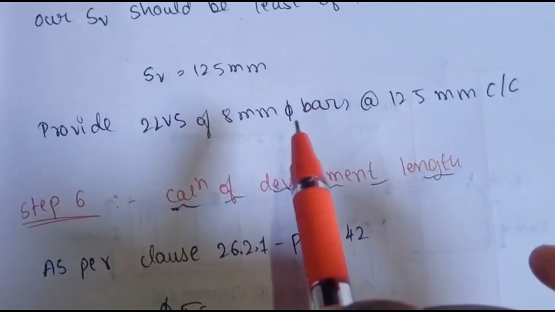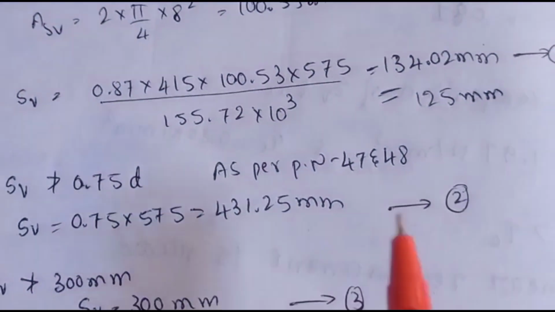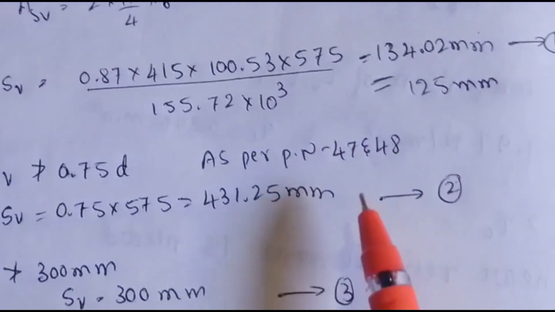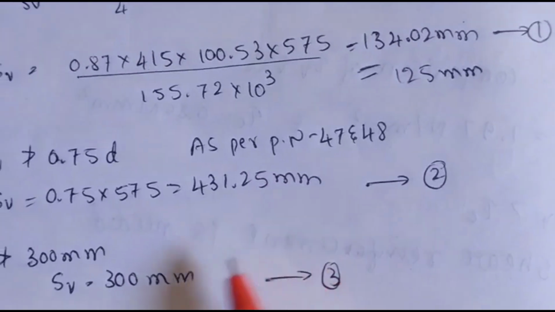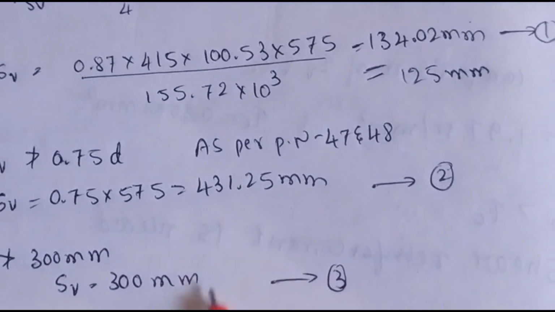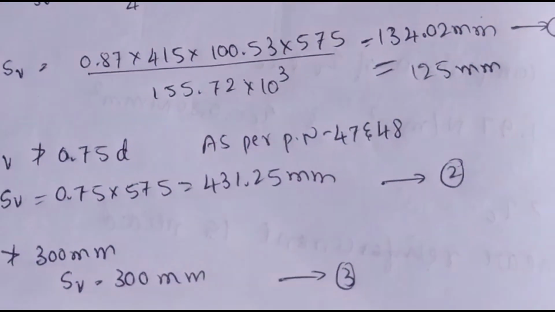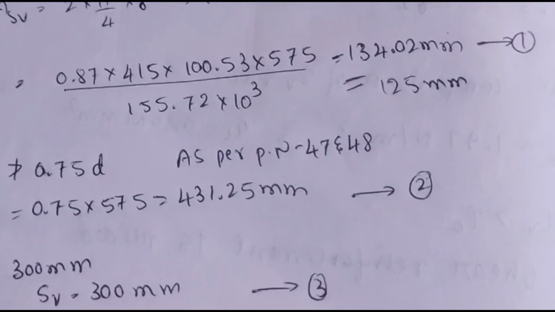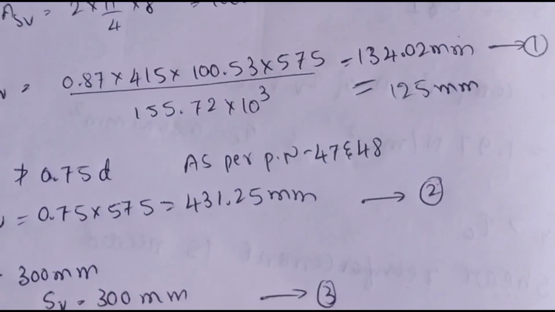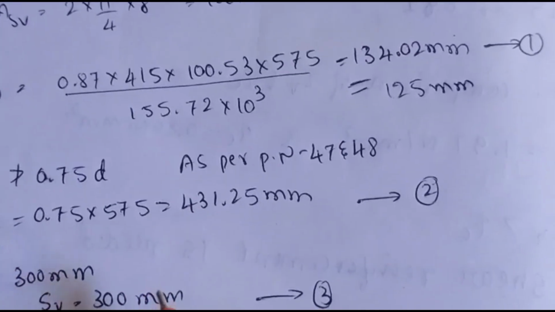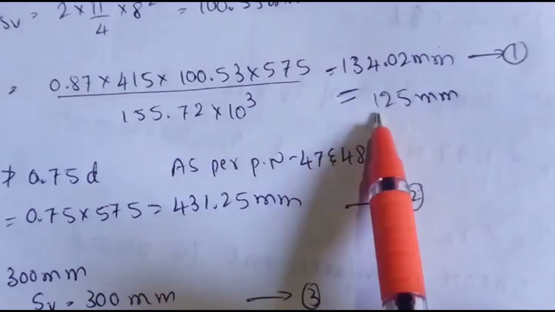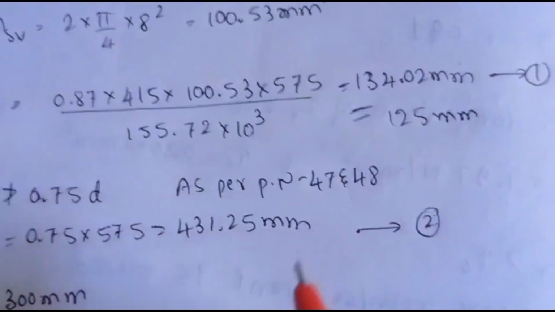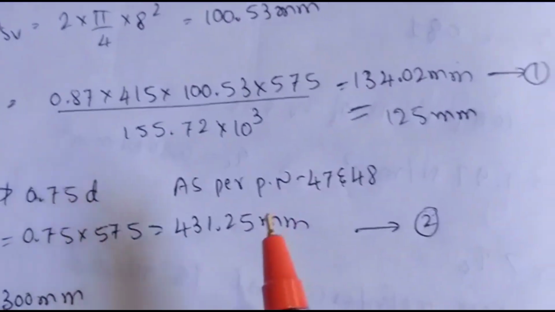So whenever you are calculating this, you should consider the value which is least. Sometimes you will get a value more than 300 mm, that is 350, 400, 450. That time you need to provide the least value, that is 300 mm maximum. Sometimes you will get less than 300 mm, like 125, 150, 250. That time you will provide the least value, whatever you got. So this is how we calculate the spacing of stirrups.